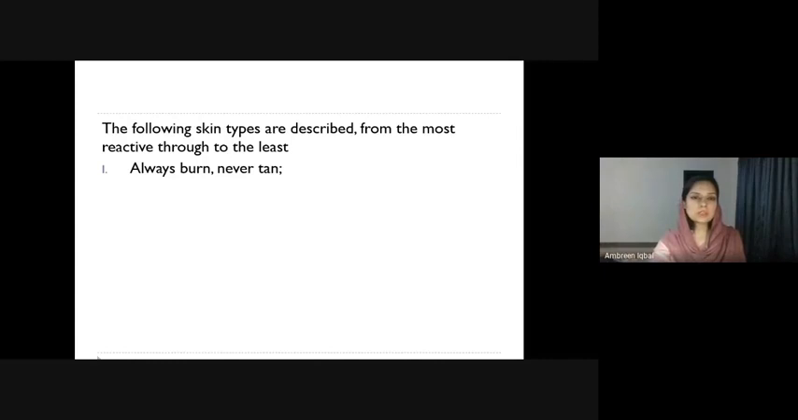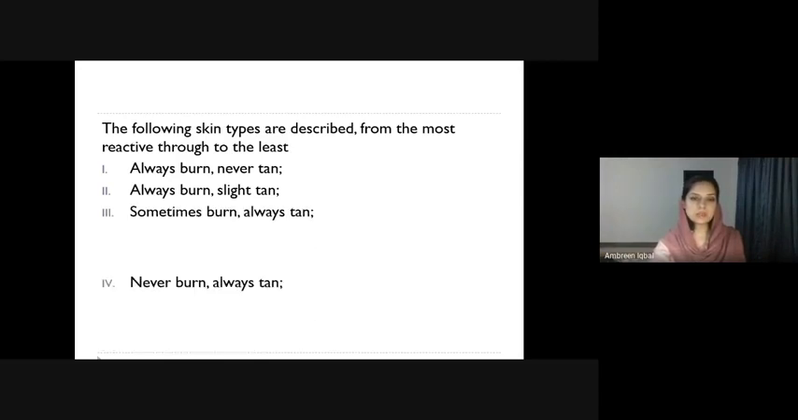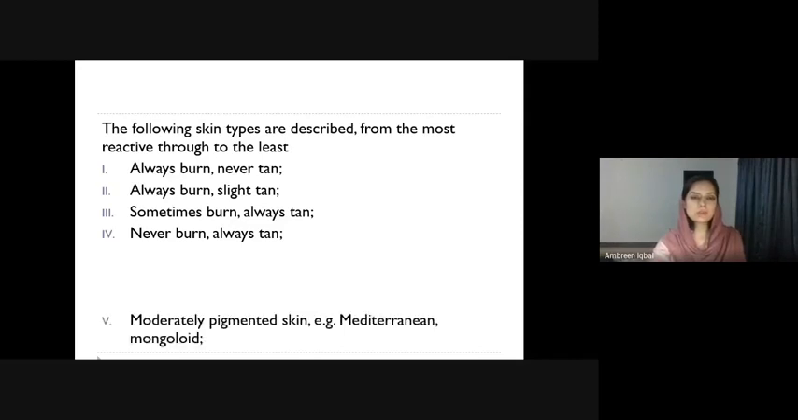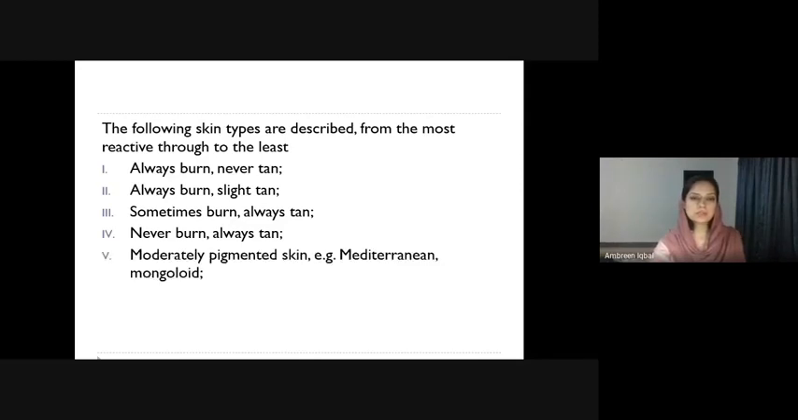Type 1 skin always burns, never tans. Type 2 skin always burns, slight tan. Type 3 sometimes burns, always tans. Type 4 never burns, always tans. Type 5 is moderately pigmented skin, Ruthenian, Mongolites. And type 6 is heavily pigmented skin.